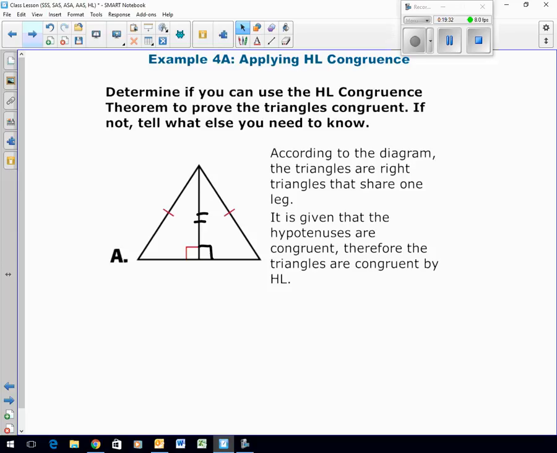Last one here. Right? It says determine if you could use the hypotenuse leg congruence theorem to prove that the triangles are congruent. Okay, can you? Yes or no? Okay. All right, so first off, what is the hypotenuse? It's the longest side. It is opposite or across from my right angle. Over here, I would go ahead and draw my box. Do I have hypotenuse here? Yeah, these two hypotenuses are congruent.